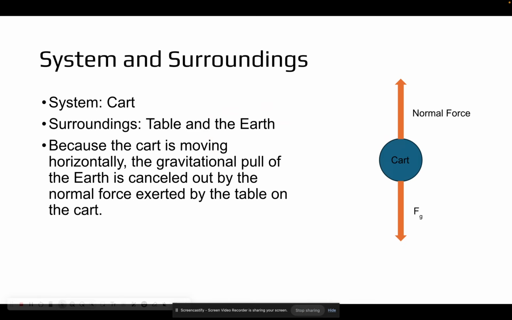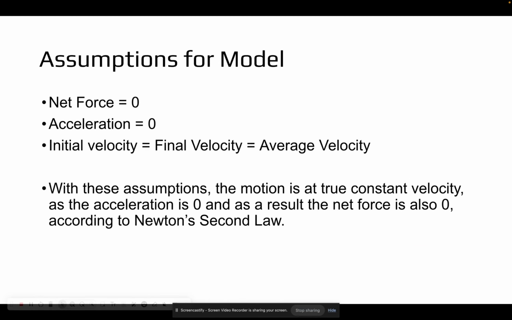So the systems and surroundings of the cart. The system is the cart itself, and the surrounding is the table and the earth. In this force diagram, you can see that there's a normal force and a gravity force acting on the cart. Because the cart is moving horizontally, the gravitational pull of the earth is canceled out by the normal force exerted by the table on the cart.